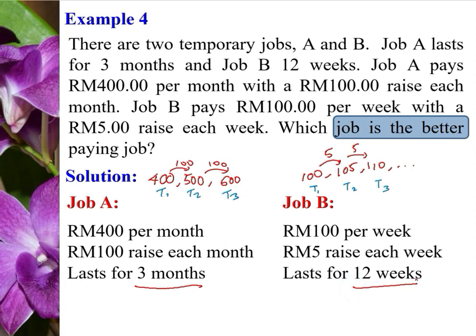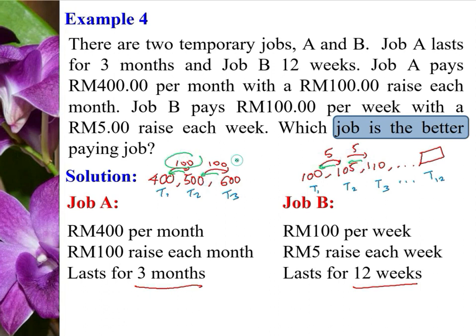That means job B only lasts until the 12 weeks. So this is the T12. So we can find the last value by using the appropriate formula. So is this an arithmetic or geometric sequence? Look at the difference between the 2 terms. For both job A and job B, both have a constant value.